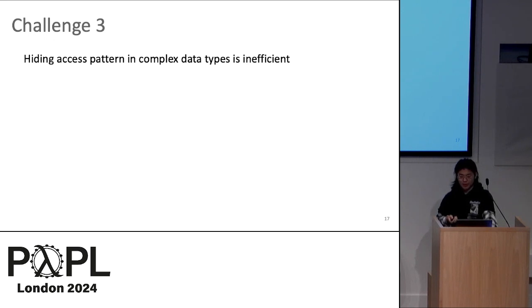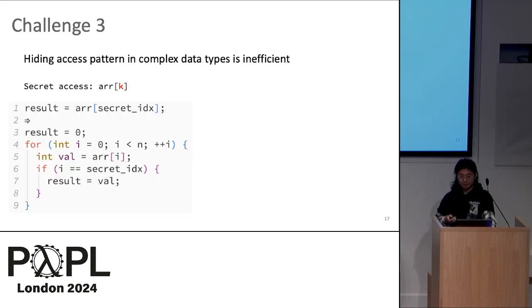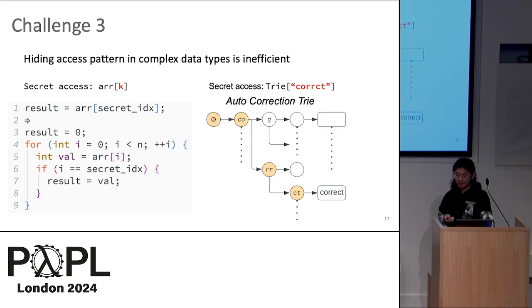Here comes our challenge 3. In prior work, we convert a single array access to accessing the entire array. It becomes really inefficient in complex data types. So for example, if you have a trie implementation of an auto-correction dictionary containing 1 million words, originally the runtime of a lookup is just O(size of the word), and now it becomes O(size of the trie), and it's 1 million in this case.